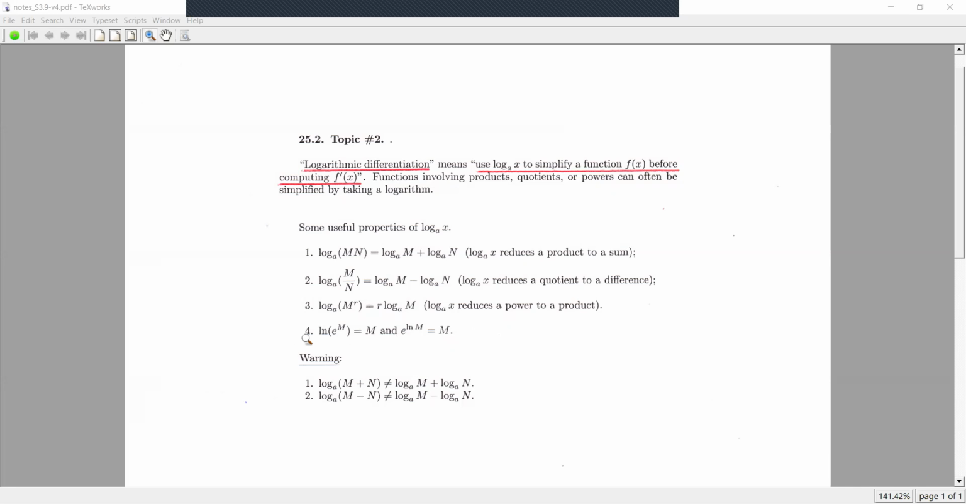Property number 4. Natural log of e to the m is m. e to the natural log of m is m. In these two formulas, natural log and e cancel each other. Please note that we don't have any formula for the log of a sum or the log of a difference.